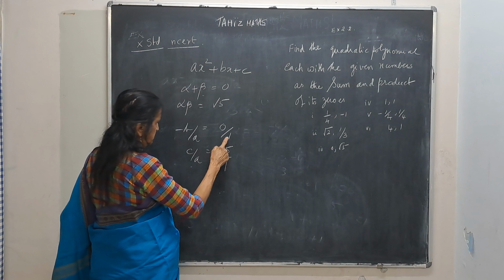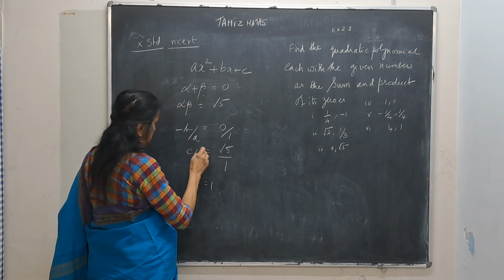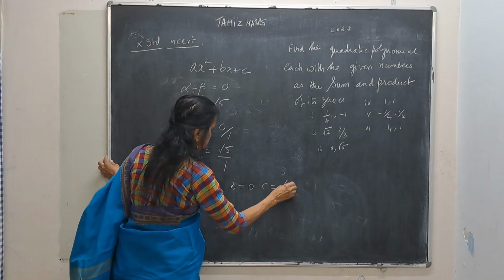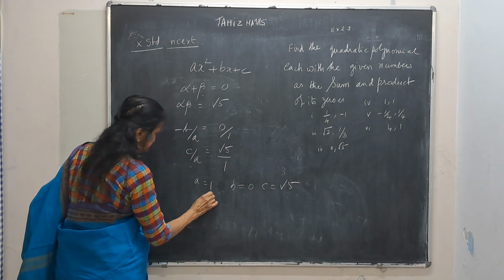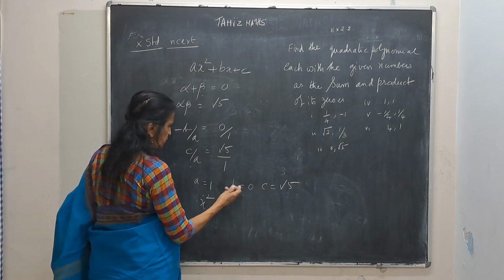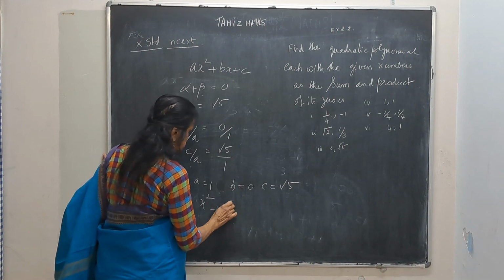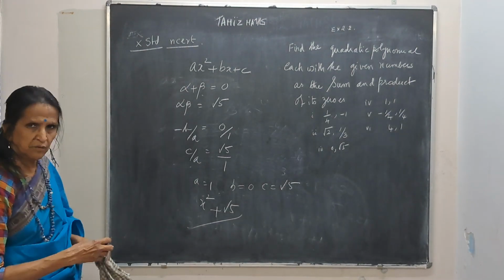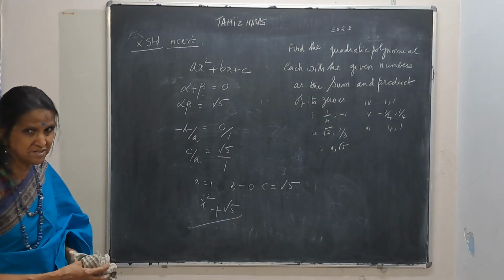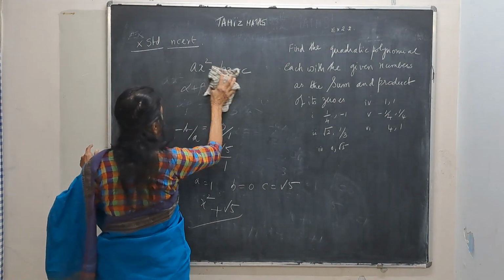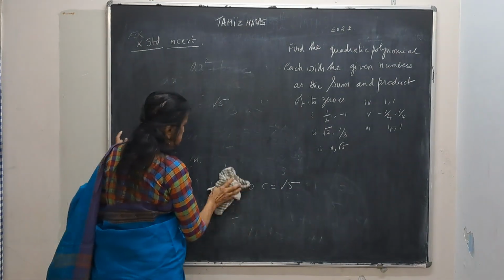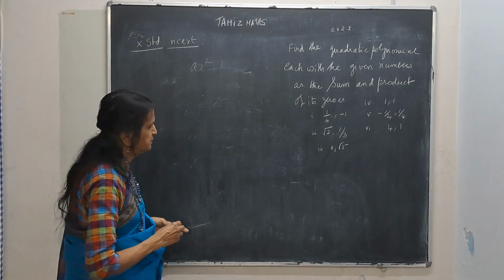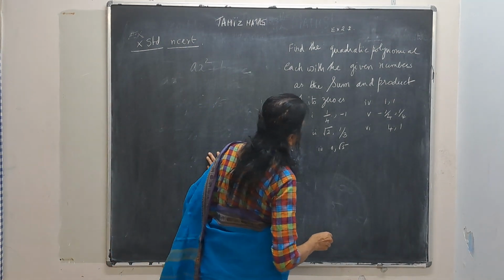So what is a? Comparing, a is 1. What is b? B is 0. And what is c? C is root 5. So ax square plus 0 into x plus c. So this will be the polynomial we want for problem 3. Okay? Easy? You understand well? Next one. Next one, 4.